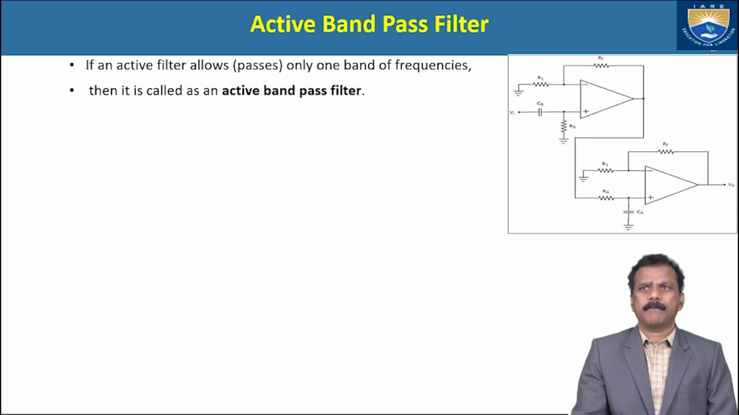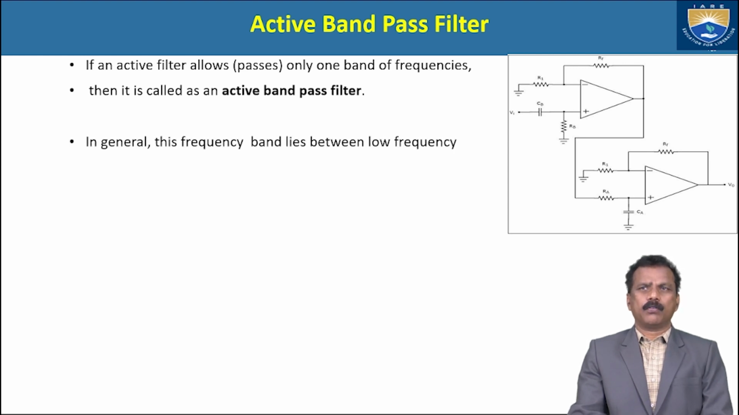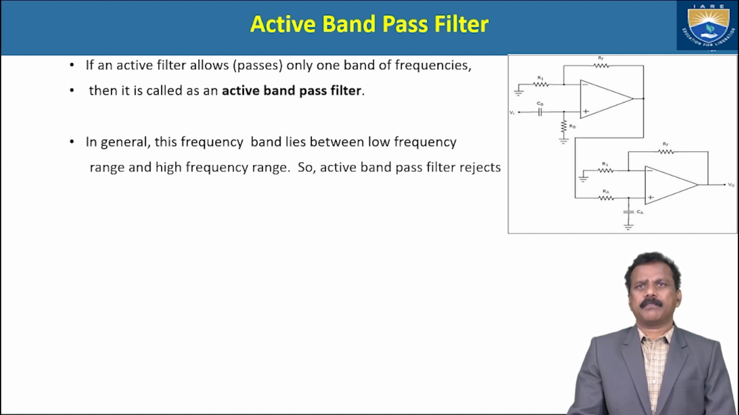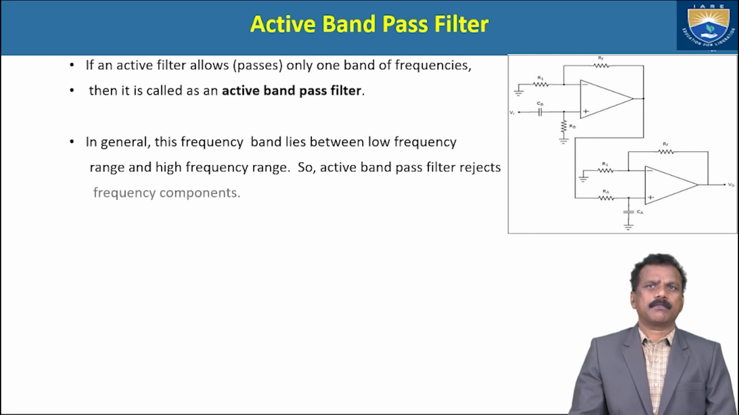Just now we have verified that the two circuit diagrams are available. Concentrate on this circuit diagram. The high pass and low pass are both available here. The high pass filter output response is connected to the non-inverting terminal. In general, this frequency band lies between the low frequency range and the high frequency range. So the active band pass filter rejects frequency components.